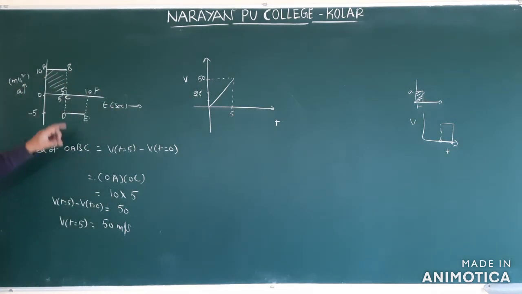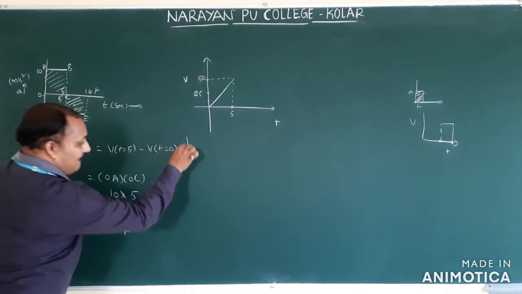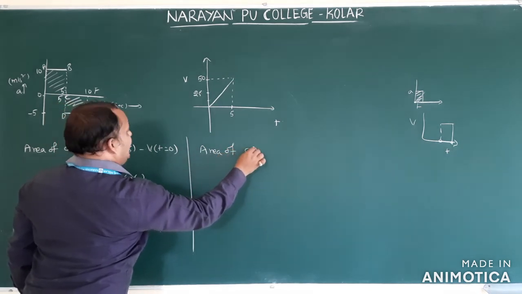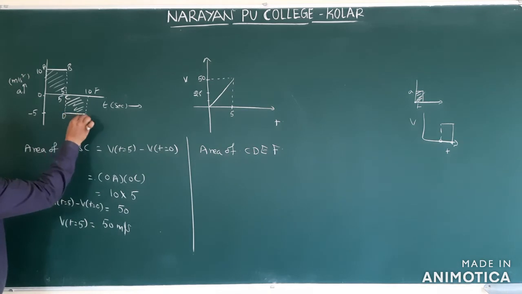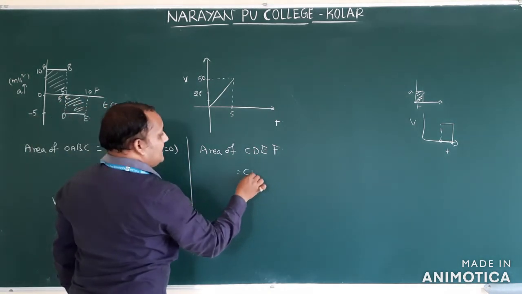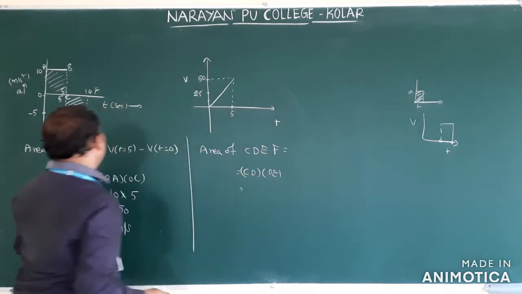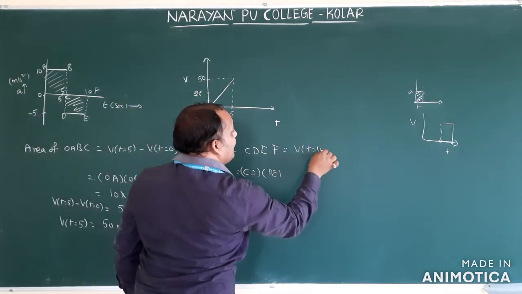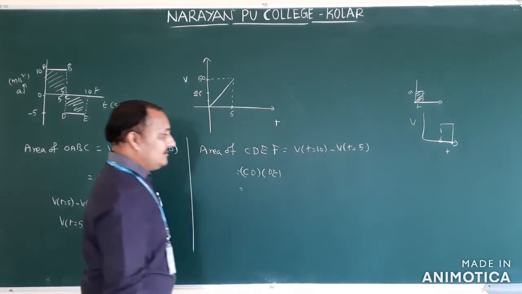Next, after 5 seconds, means 5 to 10. What is the area? So that one also is the area of C, D, E, F. C, D into D, E. So this gives the change in velocity between 10 to 5. Correct? Velocity at t equal to 10 seconds minus velocity at t equal to 5 seconds.